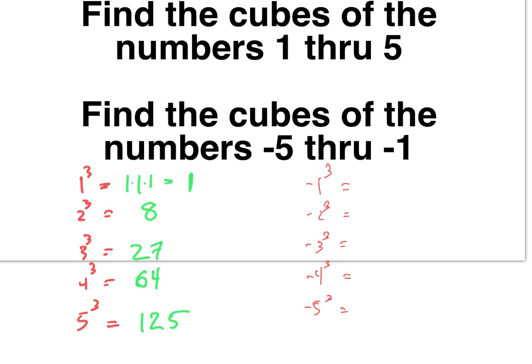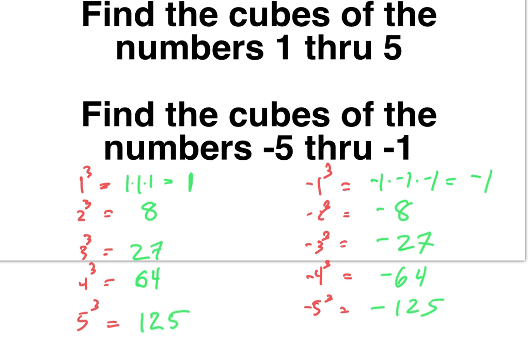The reason why I would use the most common ones is so that you can maybe get to something a little bit quicker, see some of those shortcuts. All right. Negative 1 cubed. Again, negative 1 times negative 1 times negative 1 is negative 1. Next one down, negative 8, negative 27, negative 64, and negative 125.